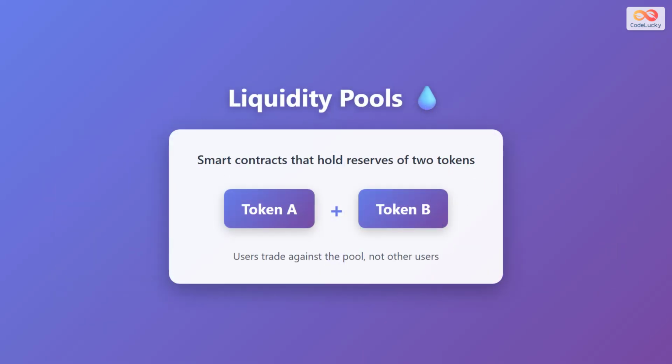At the heart of every AMM are liquidity pools. A liquidity pool is a smart contract that holds reserves of two different tokens. For example, a pool might contain token A and token B in equal value. When you want to trade on Uniswap, you're not trading with another person. Instead, you're trading directly against the pool. You deposit one token into the pool and receive the other token in return. This pooled liquidity model is what makes automated market makers so efficient.